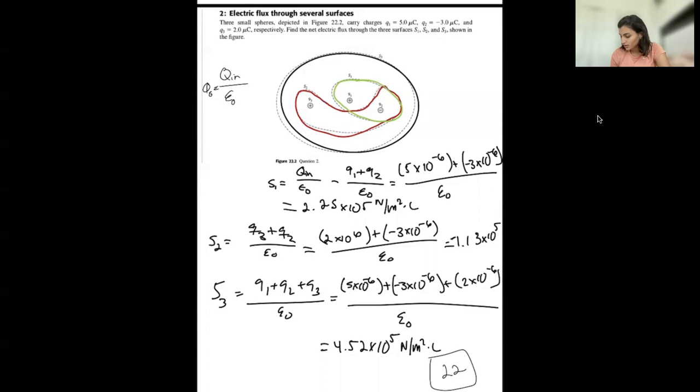My S1 is in green. My S2 is in red, and my S3 is in black. I have encircled them in colors, so I know what I'm looking at.